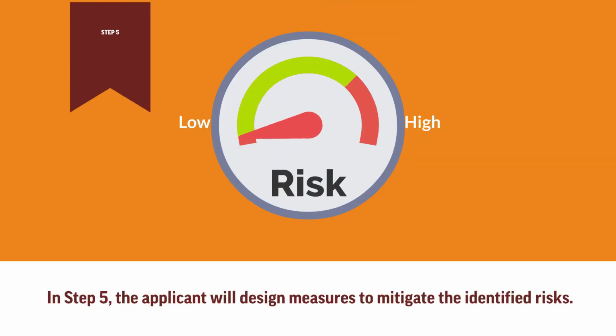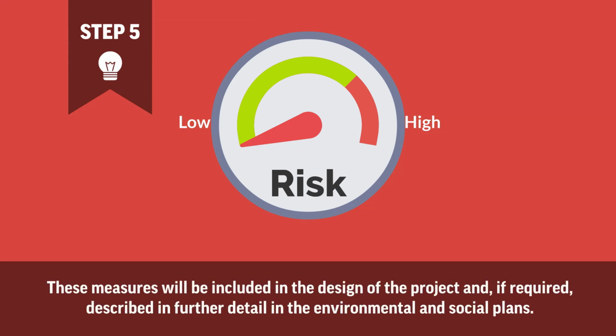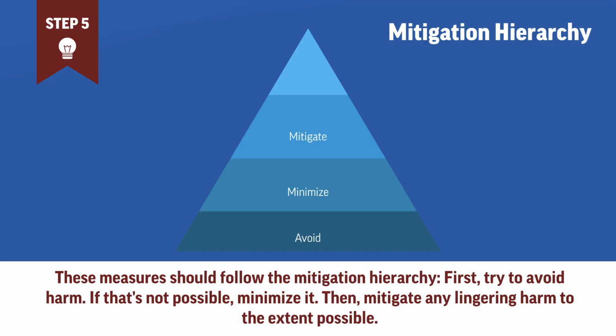In Step 5, the applicant will design measures to mitigate the identified risks. These measures will be included in the design of the project and, if required, described in further detail in the environmental and social plans. These measures should follow the mitigation hierarchy. First, try to avoid harm. If that's not possible, minimize it. Then, mitigate any lingering harm to the extent possible.